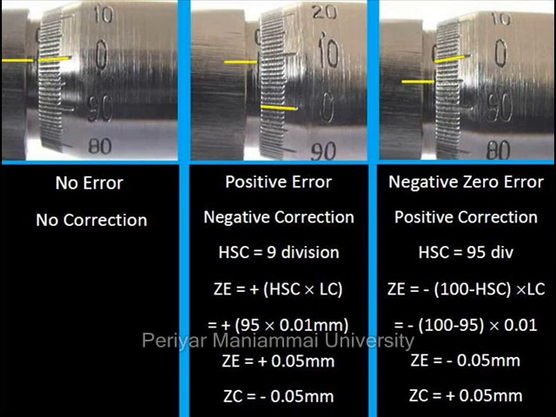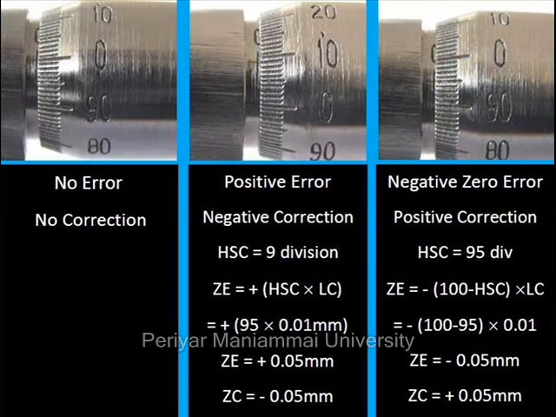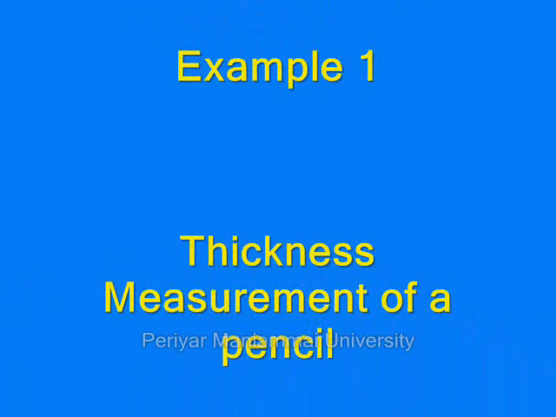This is the consolidated view of three possible positions in screw gauge. First one, the reference line exactly coincides with the 0 of head scale and in this case no error and no correction is required. And second case, the 0 is below the reference line and this is the case called positive 0 error and the correction is negative correction. And third case, 0 is above the reference line and this is called negative 0 error and the correction is positive correction. Now we will measure the thickness of a pencil.